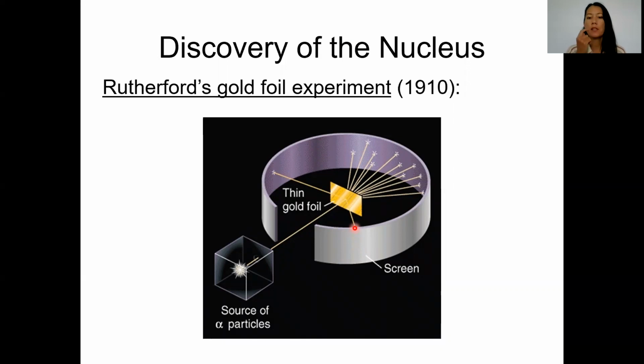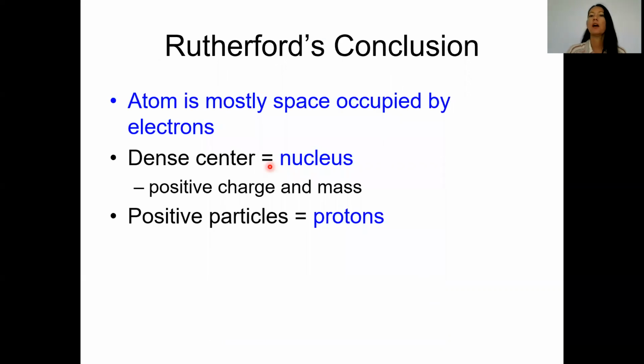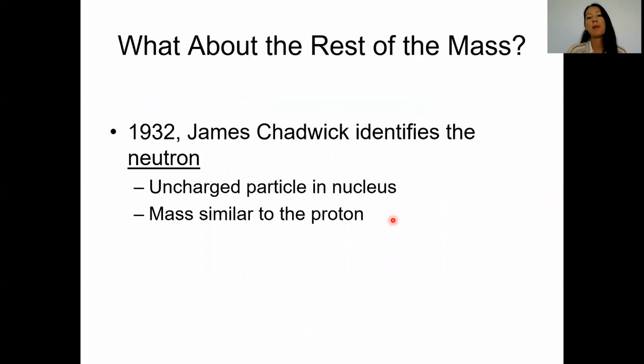I remember reading this, and the graduate student was super excited, ran to Rutherford and told him the experiment results. And what they realized, there must be something dense in here. So it's like a baseball now hitting something dense and bouncing back. And that's what led to the discovery of the nucleus. The atom is mostly space occupied by electrons, not dense. The dense center is the nucleus with the positive charge and mass. The positive particles called protons. But what about the rest of the mass?